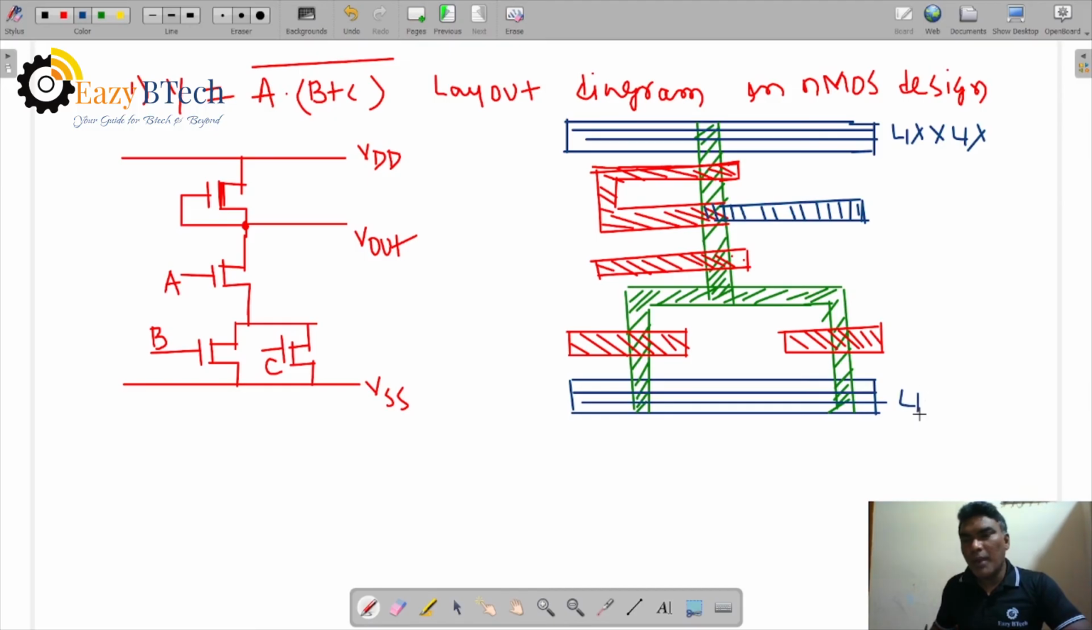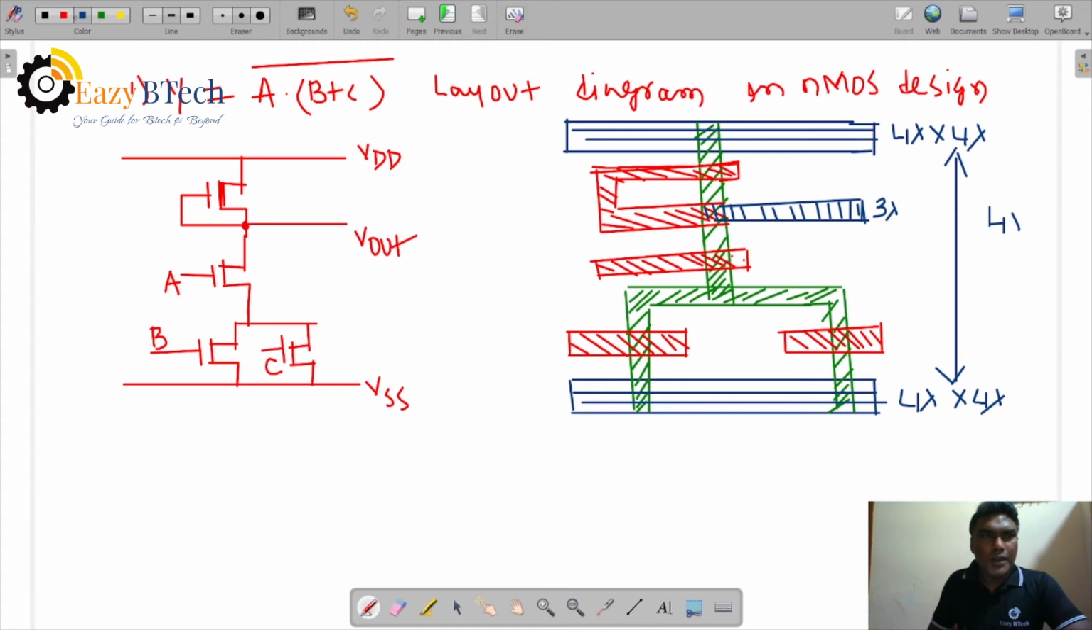This is also 4 lambda into 4 lambda. Minimum separation from here to here, it is metal 2 to metal 2, is 4 lambda. Now, metal 1, how much dimension? 3 lambda into 3 lambda.